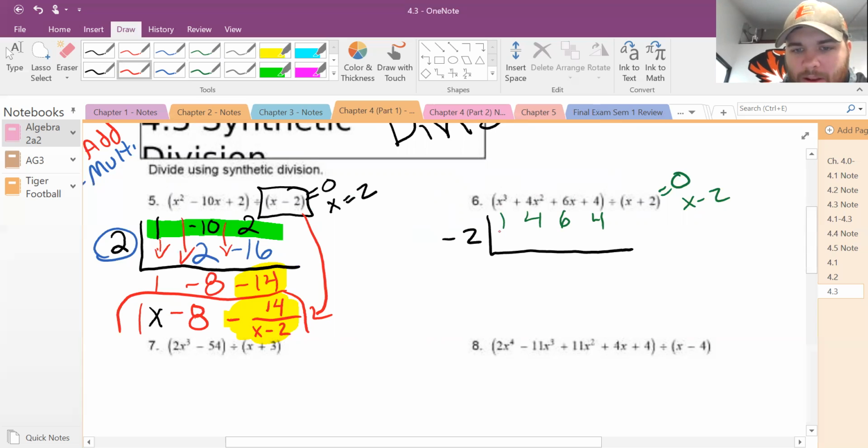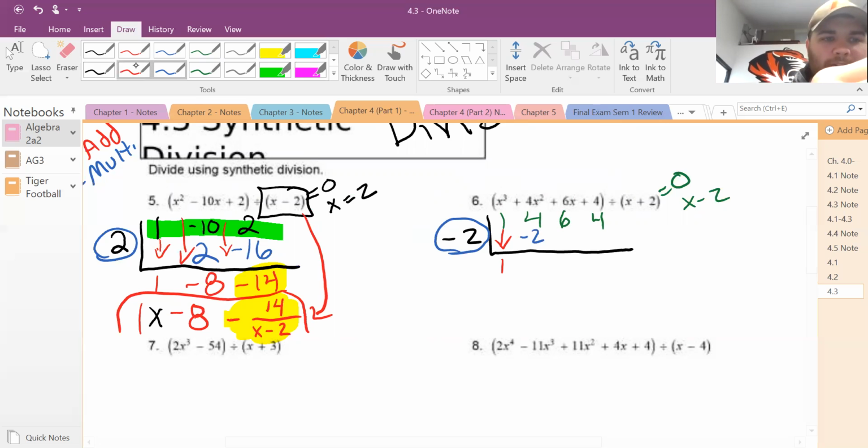Okay, so now I need to drop this first term straight down. So it's going to give me 1. Okay, now I got to multiply 1 times my number on the outside, which is -2. So it's going to give me -2. Add straight down. So I'm going to get 4 plus a -2, which is 4 minus 2, is going to give me 2. Okay, multiply -2 times this 2.